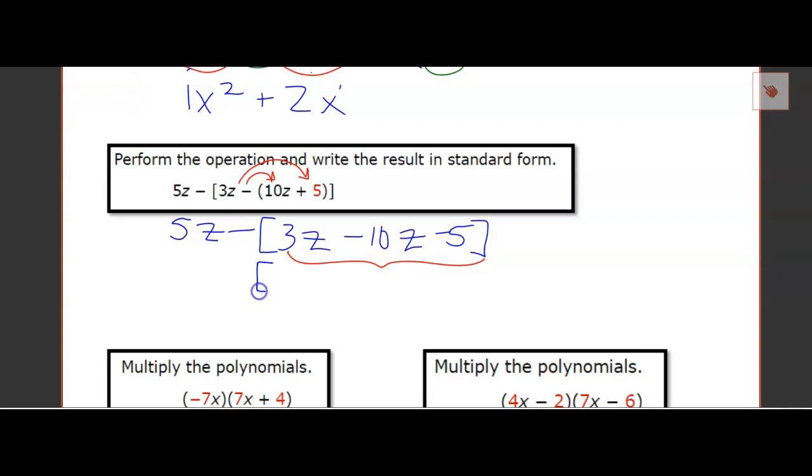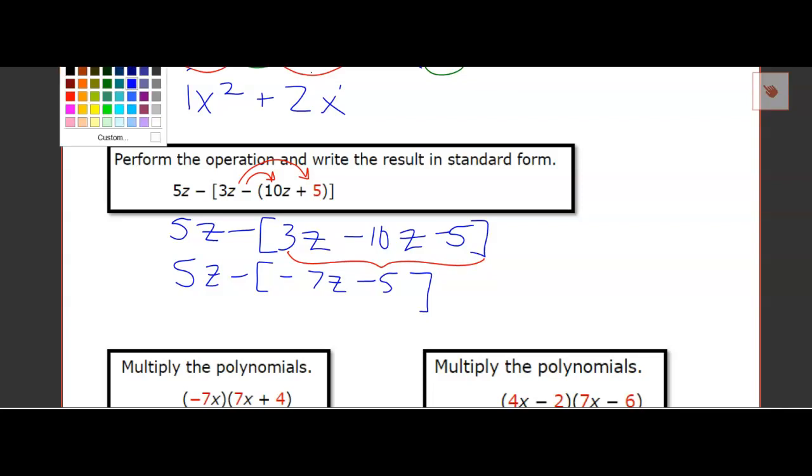So within these brackets, I have a 3z minus a 10z, which would be a negative 7z. And I still have that subtraction of 5. And then in front, I've got 5z minus that quantity. So working our innermost set of parentheses or grouping symbols first. Now I need to distribute this subtraction that comes in front of that bracket and distribute it to both pieces behind.